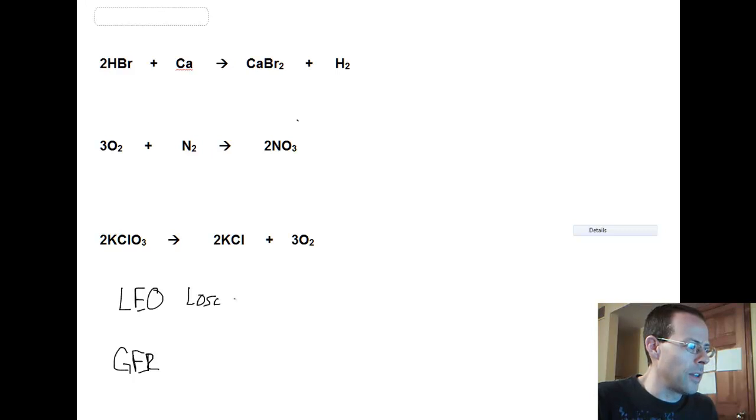it is oxidized. And if something gains electrons, it is reduced.